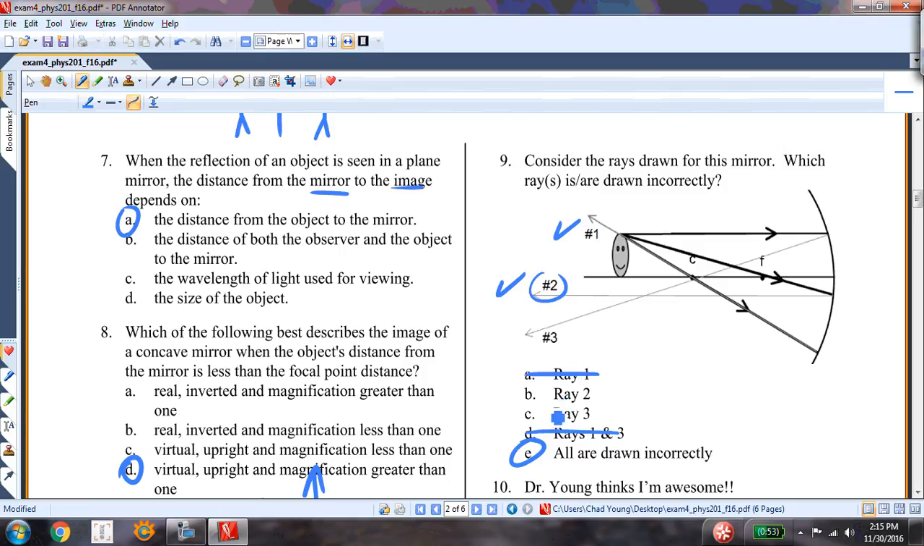Let's see here. Parallel, through. Yeah, these are all correct. So I'm going to have to rewrite this sentence, and I'll say all are drawn correctly. All right, I'll fix that for your test. That's number 9.